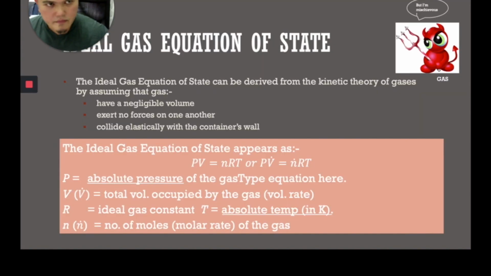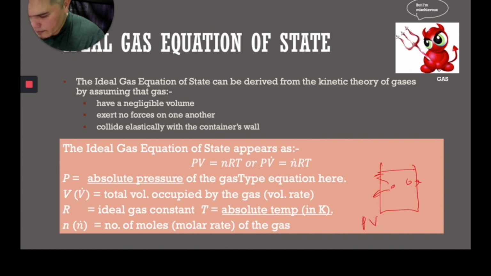The ideal gas can be derived from the kinetic theory of gases by assuming that the gas has a negligible volume and exerts no forces on one another. As I mentioned earlier, when you have a container, the molecules don't exert forces on each other, they only collide with the container wall. Only in such a way do we assume PV equals nRT.